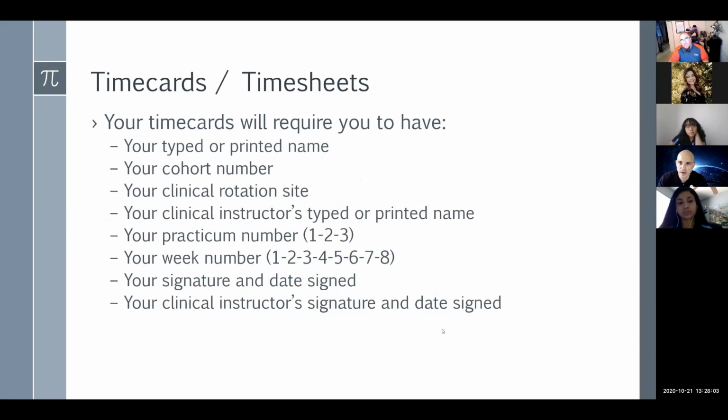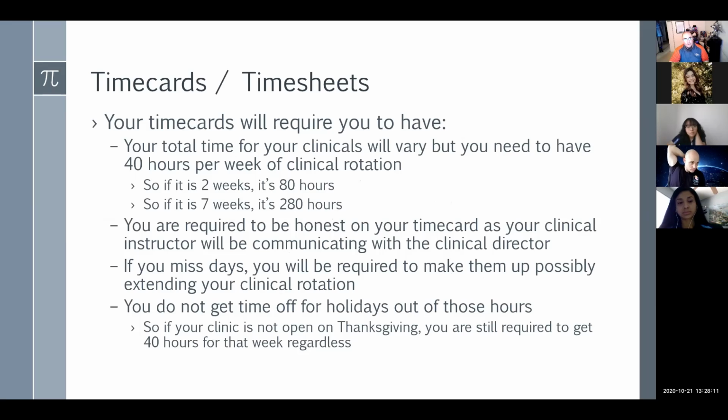But just kind of when you get to your clinics and you're getting ready to go out on them, just come back and review this. This will be available for you just to make sure that you do your clinical timesheets right.